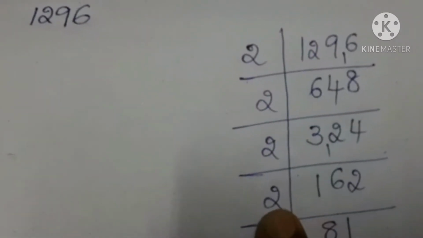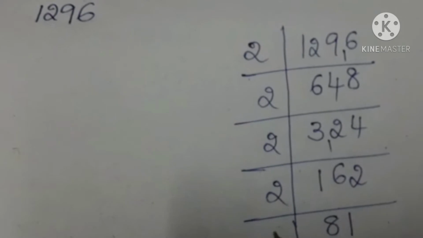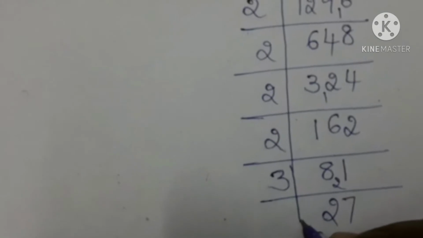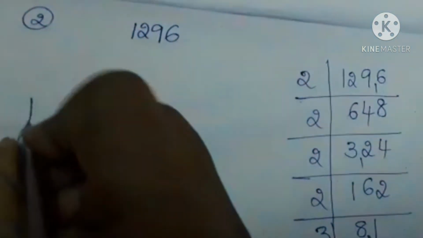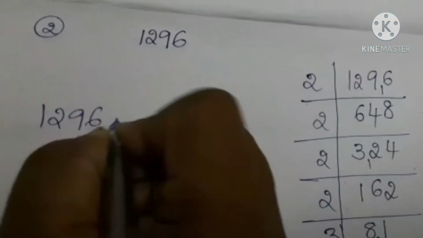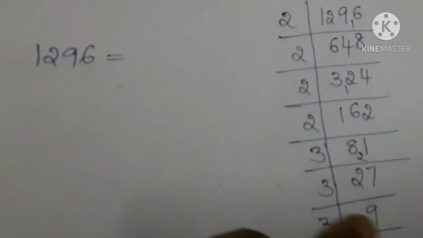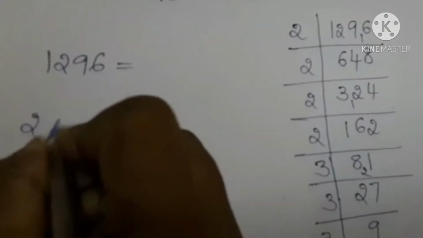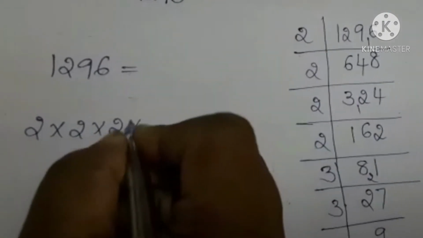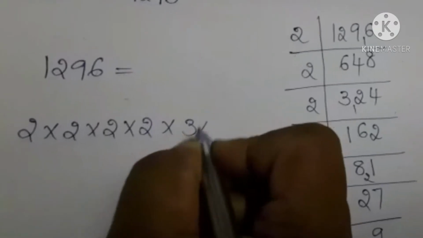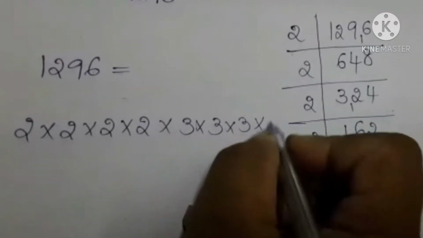So 81 divided by 2 is not possible, and you can take the prime number 3. 3 2s are 6. 3 7s are 21. Now 3 9s are 27. 3 3s are 9. Ending with prime number. So 1296 equals 2 into 2 into 2 into 2 into 3 into 3 into 3 into 3.